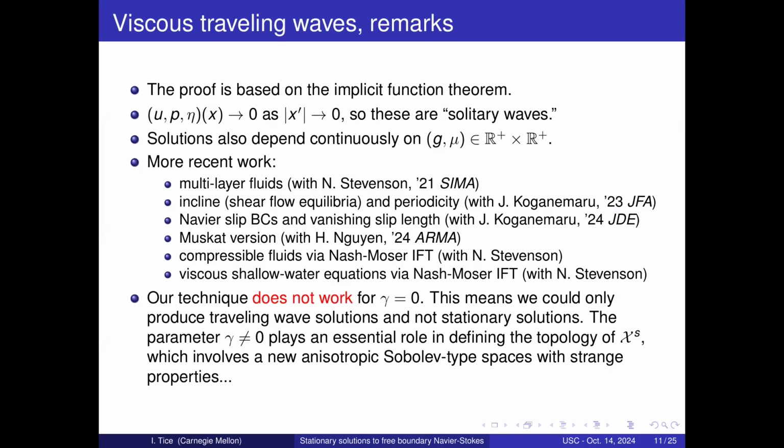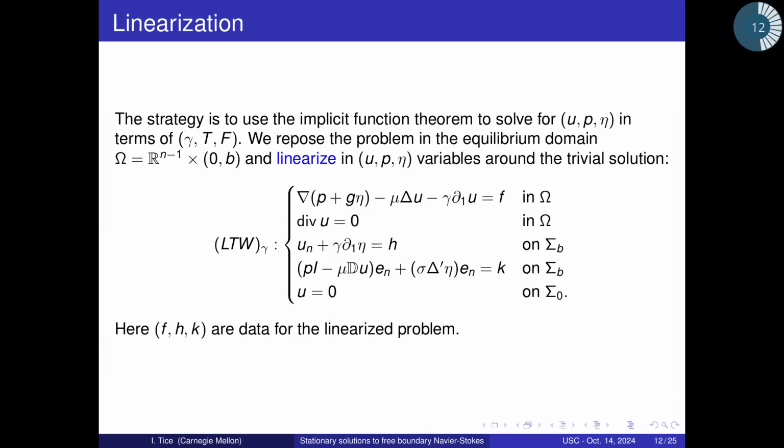And the reason is that the parameter being not 0 plays an essential role in defining the topology of this space that I haven't yet told you, but this is where the solutions live. And the reason for that is because this space involves a very strange new type of anisotropic Sobolev space, which I'm now going to sort of give you a quick tour of.